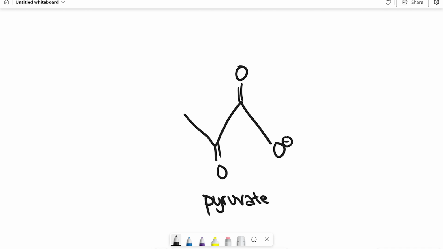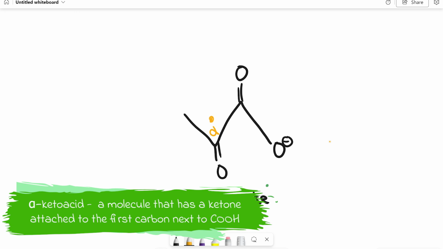In the last video, we ended by talking about how pyruvate is considered an alpha keto acid because at this alpha carbon, the carbon right next to the carboxylic acid, there is a ketone attached to it, and it also has the carboxylic acid. So it is an alpha plus keto plus acid, an alpha keto acid. This is the simplest form of an alpha keto acid you could have.